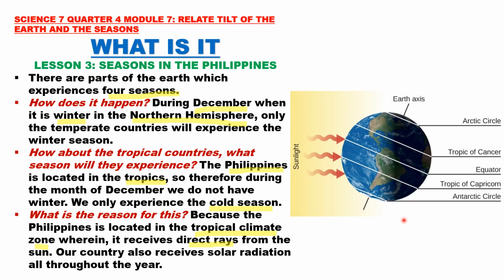So in our previous discussion, we said that the Philippines is located between the Tropic of Cancer and the Tropic of Capricorn. Now this area is called the tropics. In the tropics, the direct rays of the sun hit the surface. And for this reason, only two seasons are recognized here, the wet and the dry season.